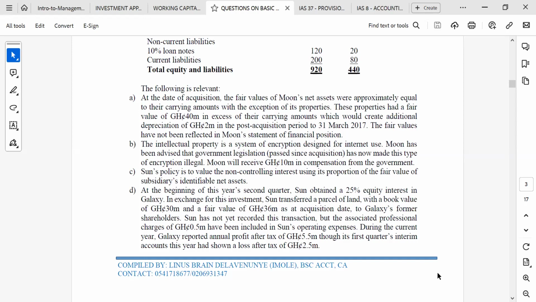The fair value is increasing by 40 million. What will be the effect on the net assets? You add it to the net assets. It will be increasing the net asset.